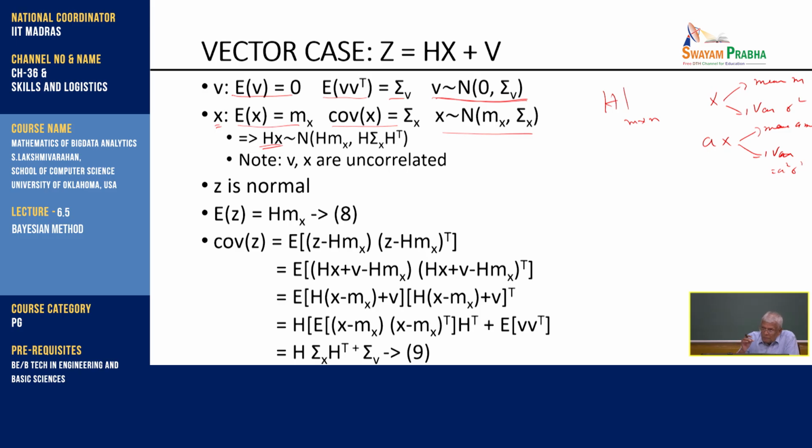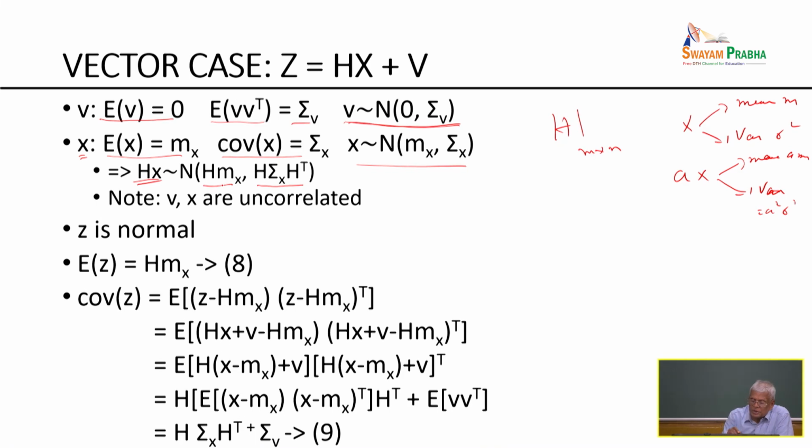In the case of matrices, instead of the square, it becomes H sigma x H transpose. So the mean is H m of x. The covariance matrix is H sigma x H transpose. So if X is Gaussian according to this, H of x is also Gaussian according to that. So this derives its properties from here. Again, I am assuming X and V are uncorrelated. The pathway is essentially the same, except that the matrix algebra is a little bit more involved.